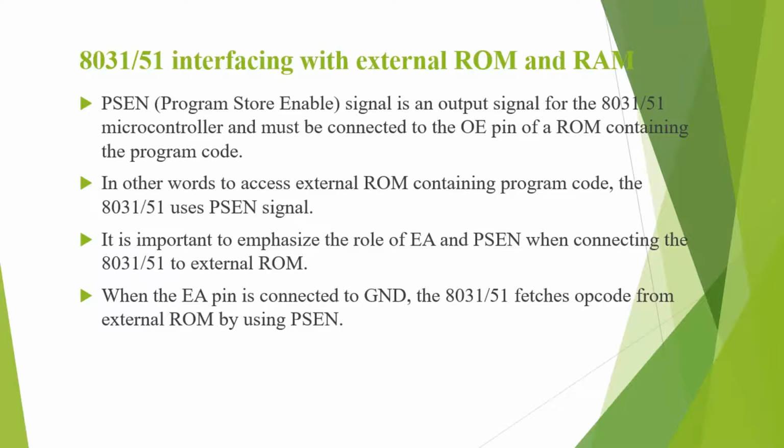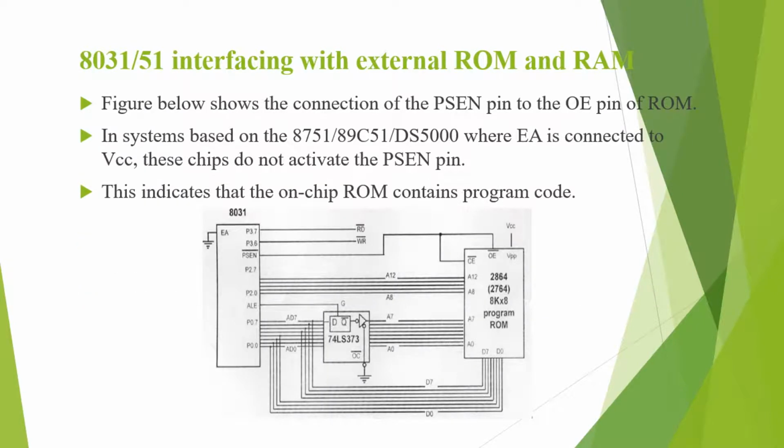So when the EA pin is connected to ground, which means there is external ROM connected, the 8031 or 8051 fetches the opcode from the external ROM by using the PSEN pin. The figure below shows the connection of the PSEN pin to the OE pin of the ROM. This PSEN pin will not be activated in systems based on 8751, 89C51, DS5000 where the EA pin is connected to VCC, because the EA pin connected to VCC indicates that the on-chip ROM contains the program code and not the external ROM.